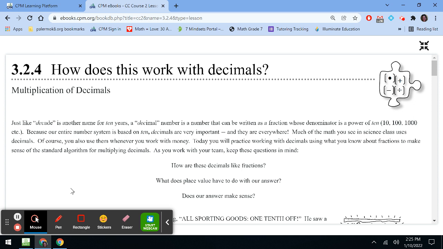So as you work with your team, keep these questions in mind. How are these decimals like fractions? What does place value have to do with our answer? And does our answer make sense? That's the key one always in any problem that we want to do.